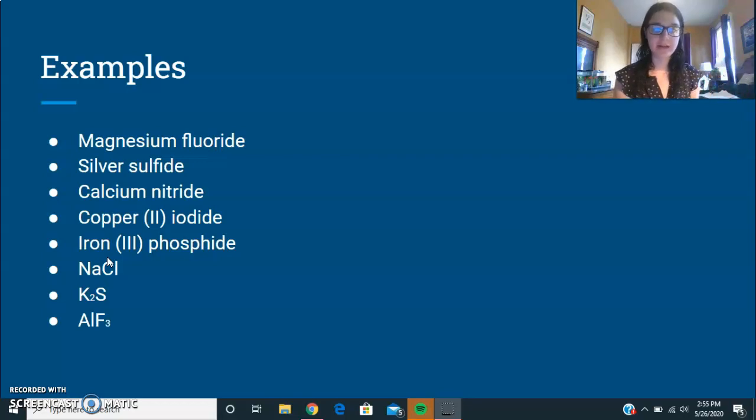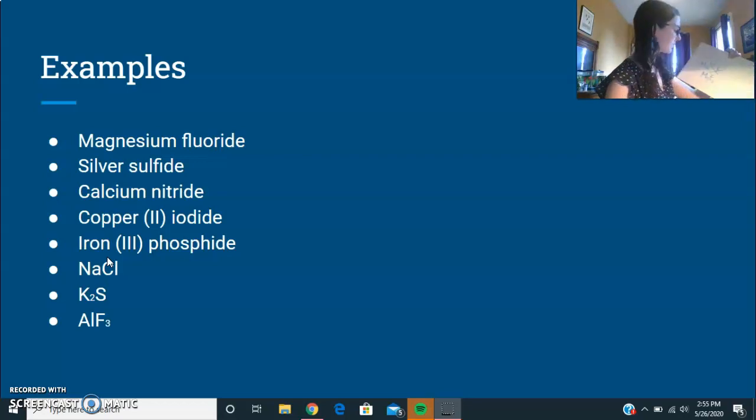For calcium nitride, neither one has a charge of 1, so each one is going to have a subscript. Calcium has a 2+ charge. Nitrogen has a -3 charge. To balance those, we would have Ca3N2 if you just crisscross their charges. Copper 2 iodide, we have a 2+ and a 1-, so it would be CuI2. For iron 3 phosphide, we have Fe3+, and phosphide would be P3-, so those balance one another out.